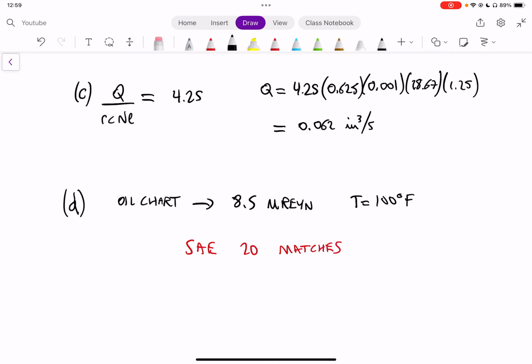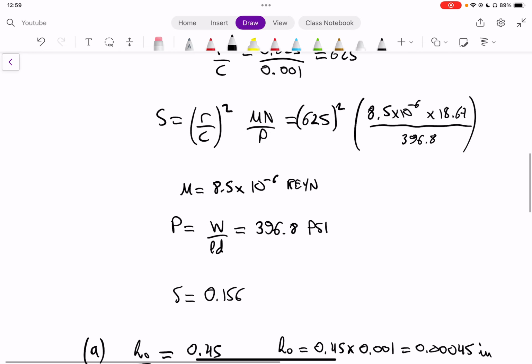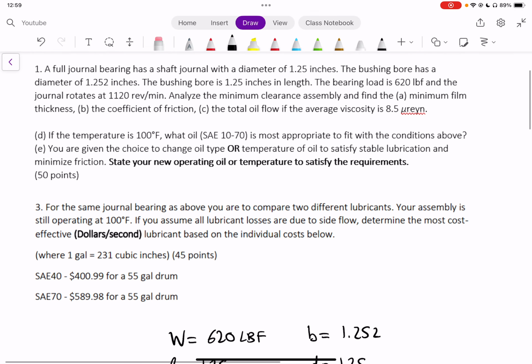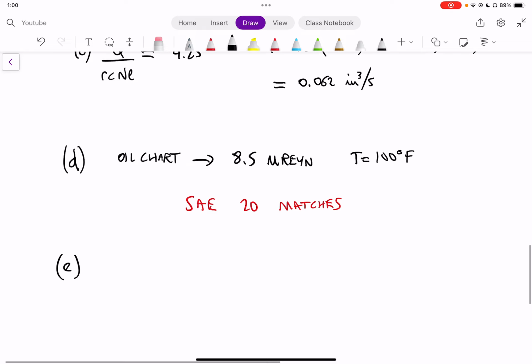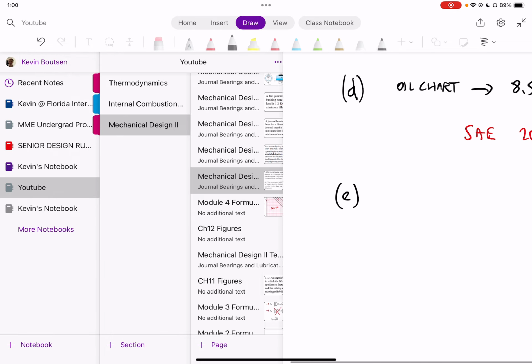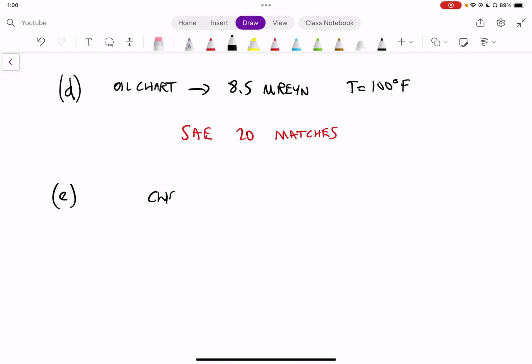Now, the next thing that's asked of us is part E. So let's read part E. Part E says you are given a choice to change the oil or temperature to satisfy stable lubrication and minimize friction. So the next thing we need to figure out is, do we satisfy stable lubrication? If we do, great, but we could minimize friction by lowering it. If we don't, we need to make a change. So in this case, we need to check stable lubrication.